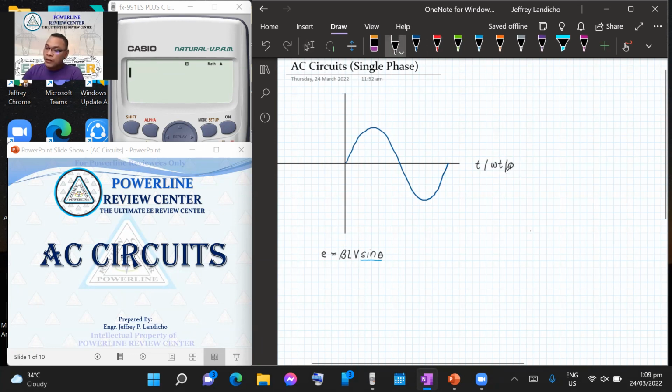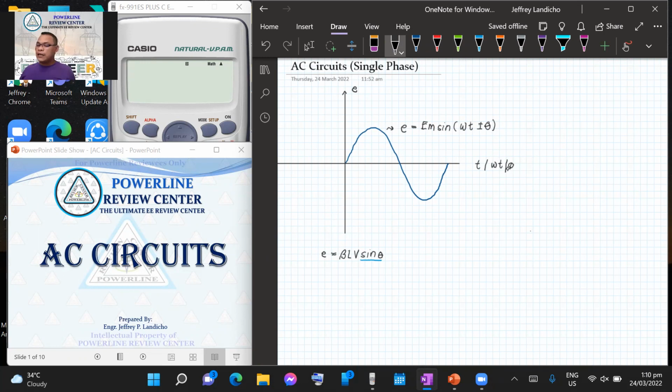And yung ating vertical axis, kung voltage yan, so that is in terms of voltage. Kung current yan, in terms of current. Kung power yan, so in terms of power. So let us consider here, express na lang natin in terms of voltage. So pwede natin kunin ngayon the general equation of our instantaneous voltage or alternating quantity, so you have your E equal to, okay? So that would be the general equation for our alternating quantity.